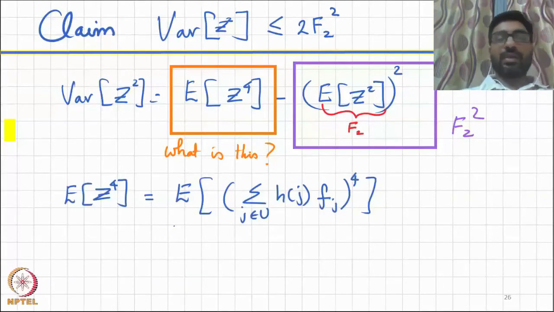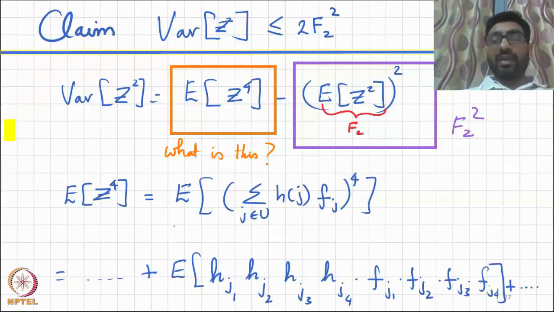Well, let's expand it out. It's going to be the expectation over the summation over items in the universe. We use j to denote these items, and it's a summation over h_j f_j. That's just Z, but then this whole summation raised to the power 4 will be our Z to the 4.